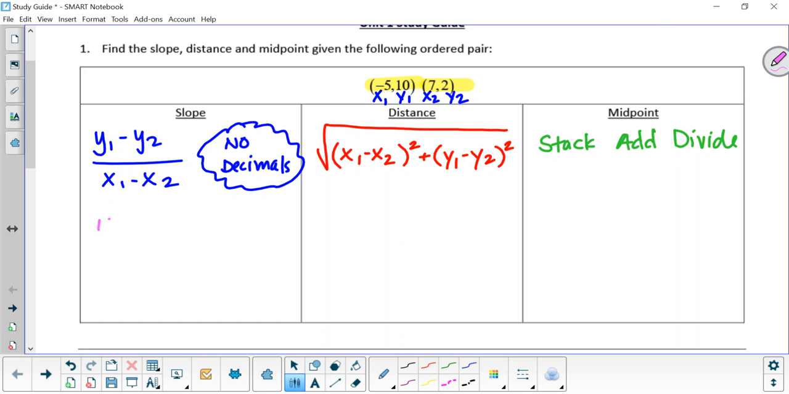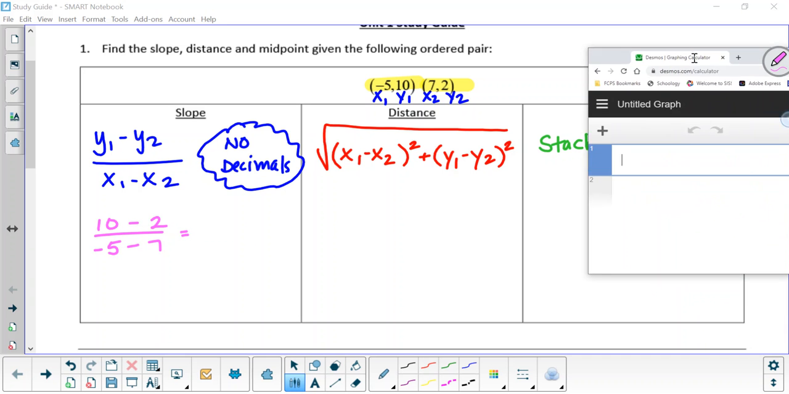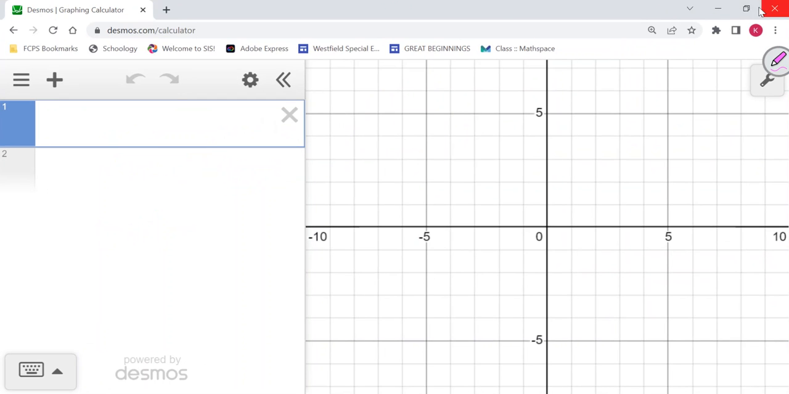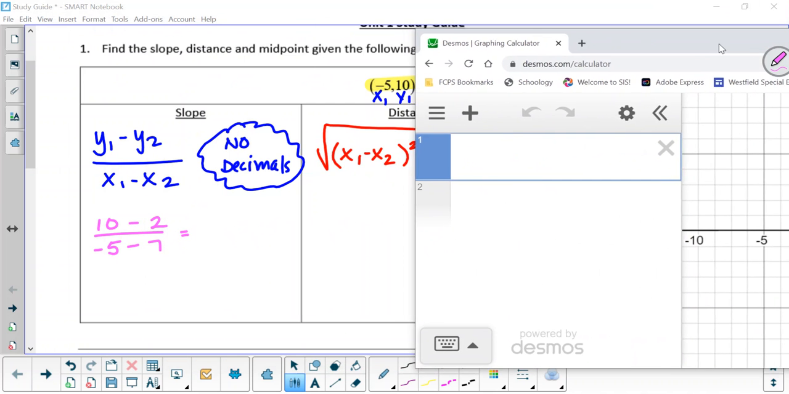We'll take our y1, which is 10, minus our y2, which is 2, divided by our x1, negative 5, minus our x2, 7. Once we have that, we can type it right into Desmos. If you want to use the yellow calculator, remember it is some extra steps. Desmos is nice because it plots everything for us.